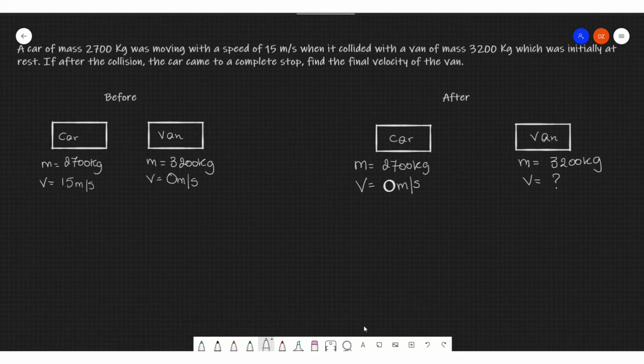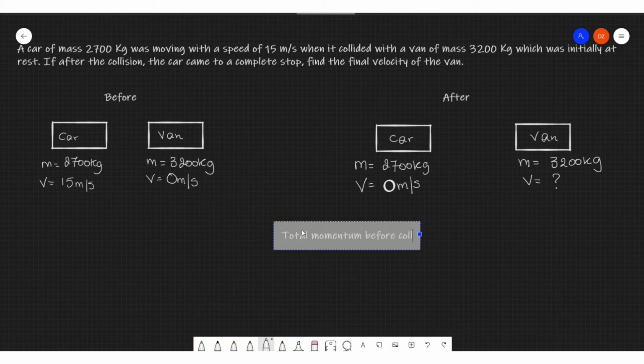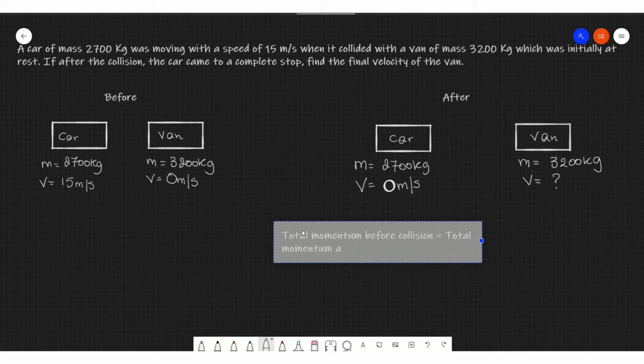Then we move on to writing the mathematical representation of the law of conservation of momentum. So we write total momentum before collision equals total momentum after collision.